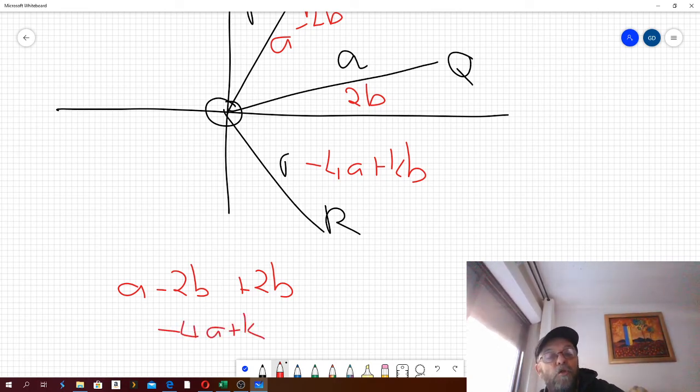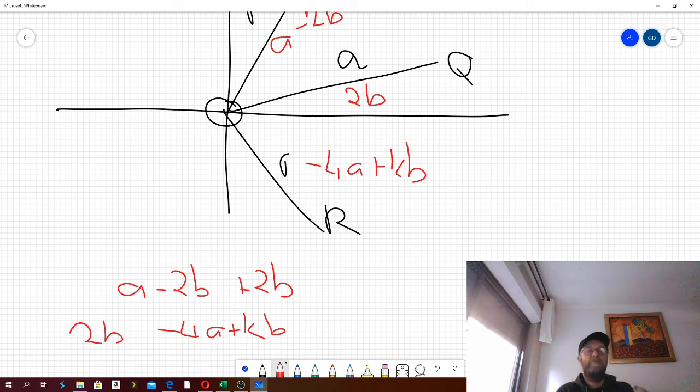And if I said Q to R, okay, so that would be 2B plus that vector, which is the minus 4A plus K, sorry, that's KB over there, okay. So what must I say about these two vectors? Well, what I must say is that if I went from P to Q, then that's the same as going from Q to R, because they're on the same line. They must have the same direction. They must actually be the same vectors, okay.